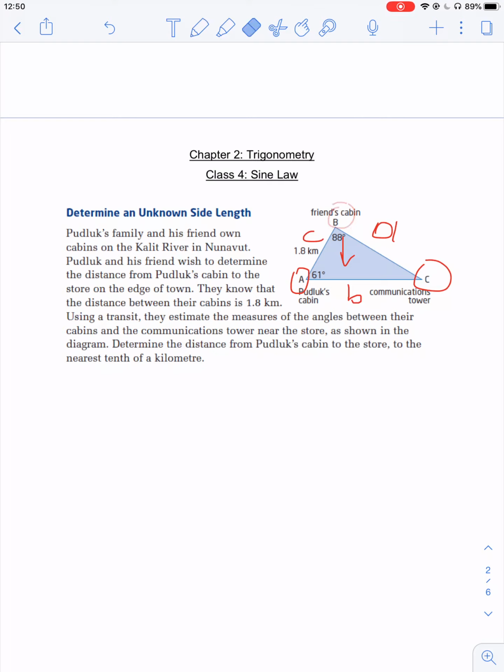So now let's see how we can figure out what b is. I said that for this to work, you need a side and an angle opposite to it. So let's see if we are given that information.